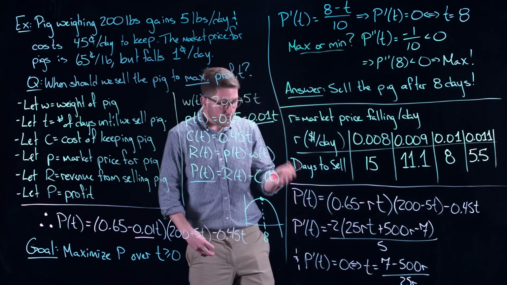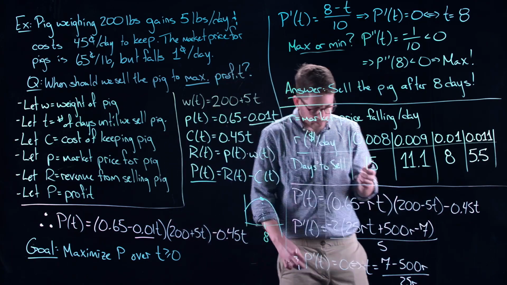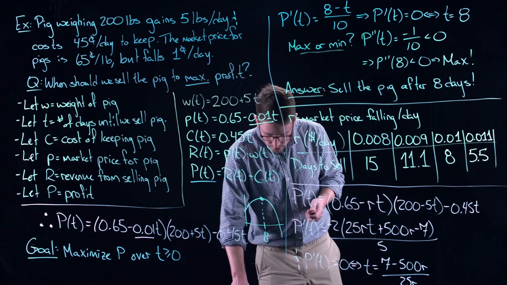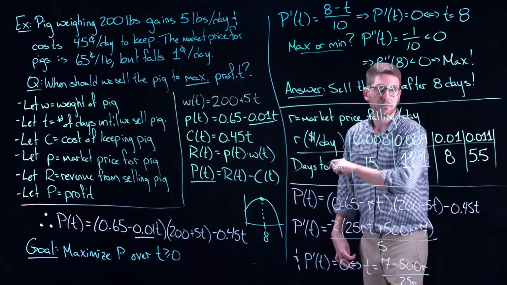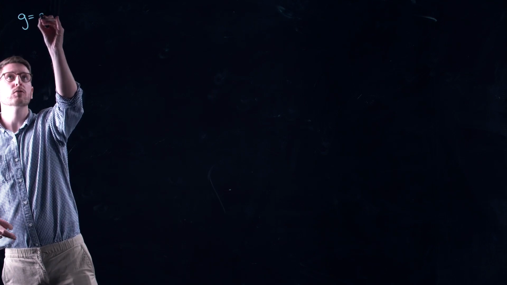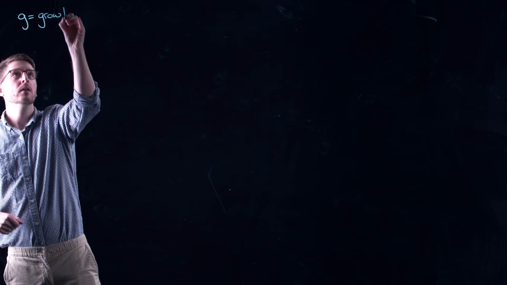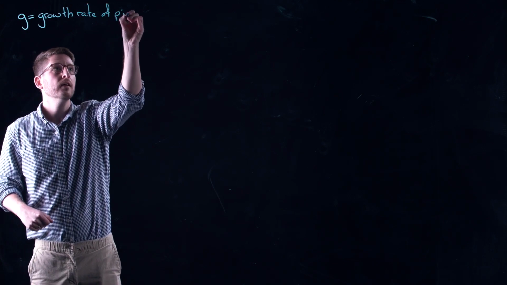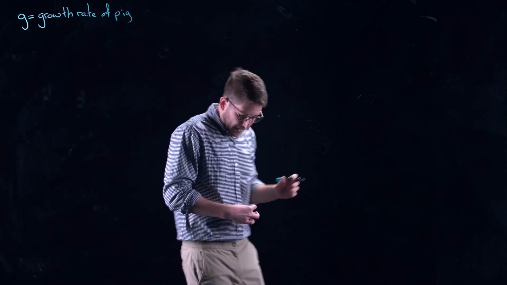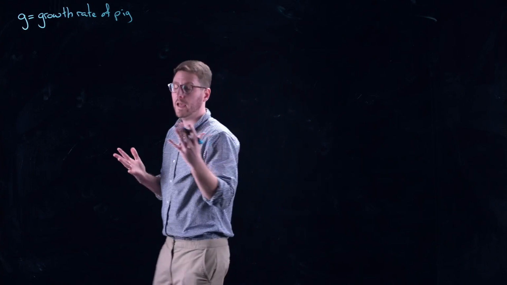Okay, so what this tells us is when we should actually sell this thing based on that rate. Okay, let's repeat the same thing, but let's imagine the growth rate of the pig is variable. So for example, let's let g equal the growth rate of the pig. And remember, before we had 5 pounds per day.